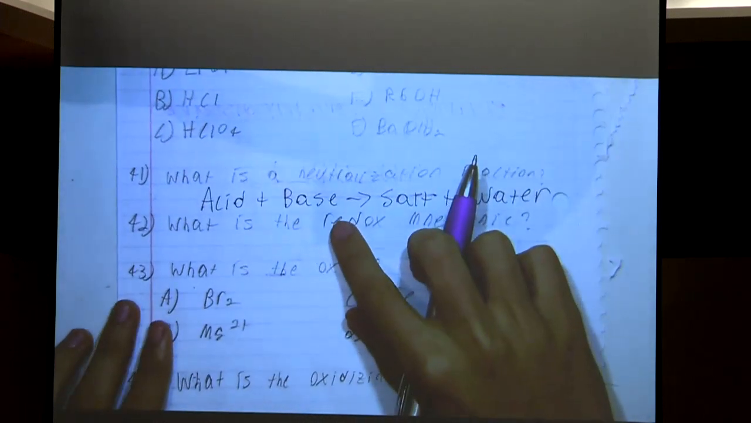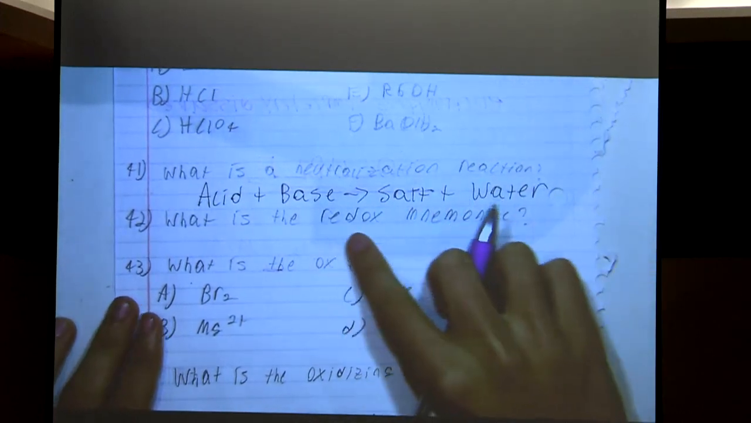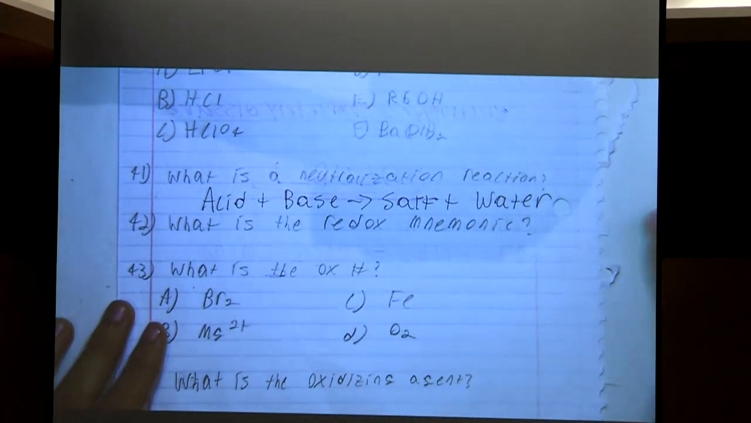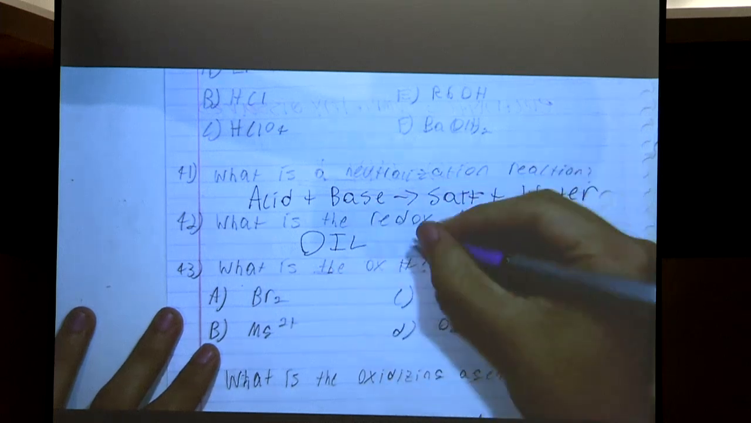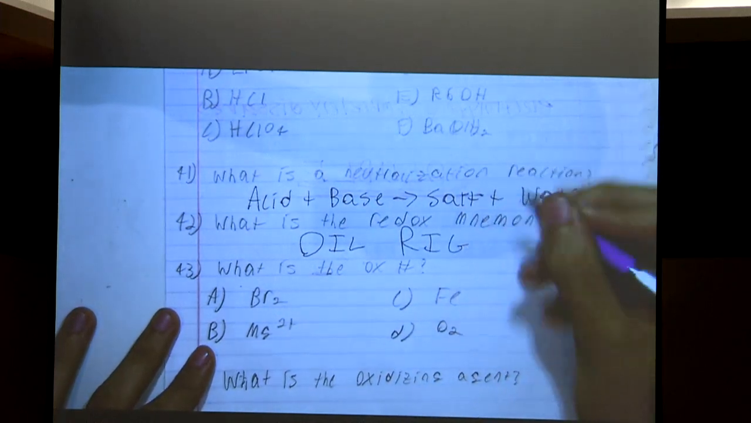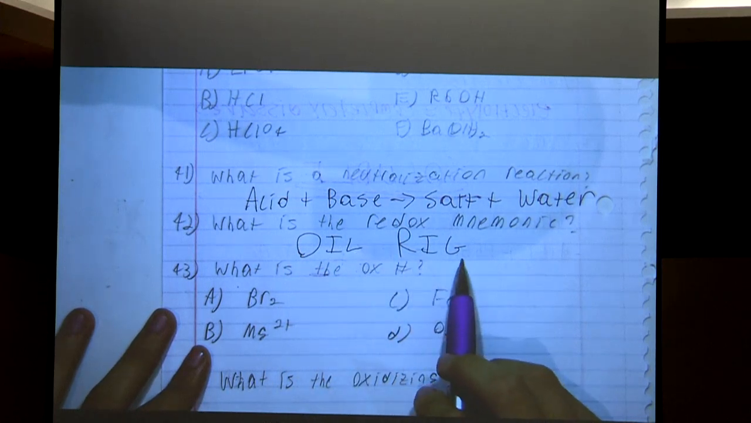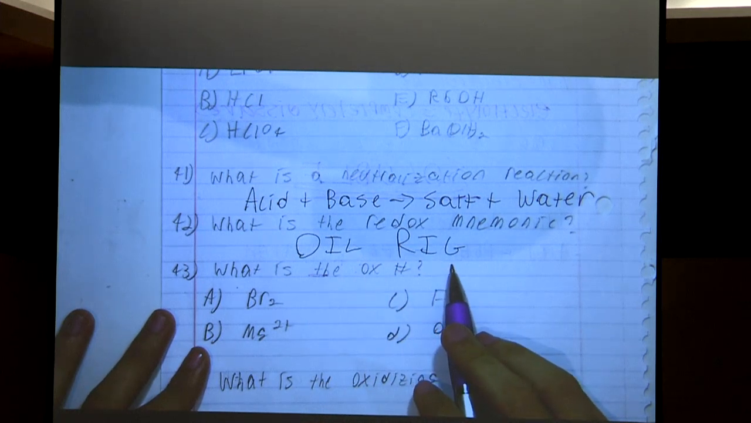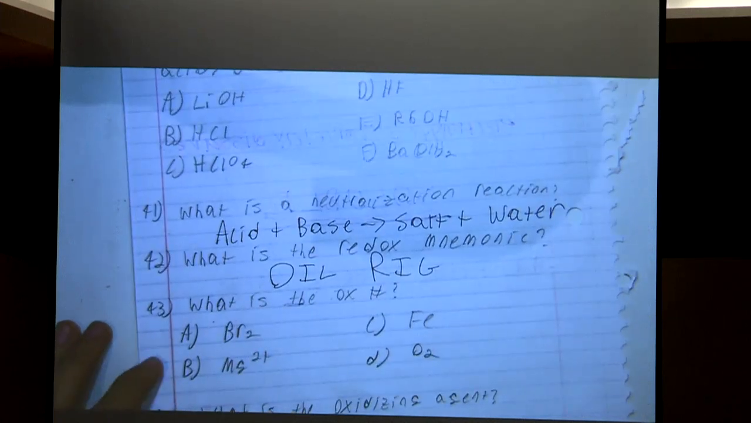All right, 42, what is the redox mnemonic? So for redox, we have a mnemonic we work with. There's multiple actually, but the main one is OIL RIG. Remember, oxidation is loss, reduction is gain. And this is referring to loss and gain of electrons. So that's the mnemonic, OIL RIG.